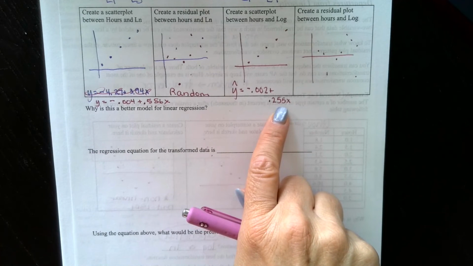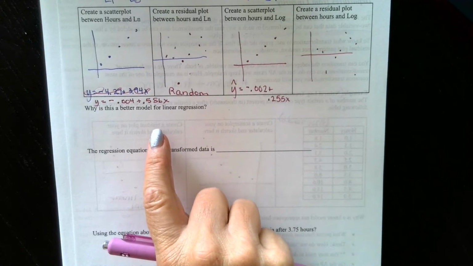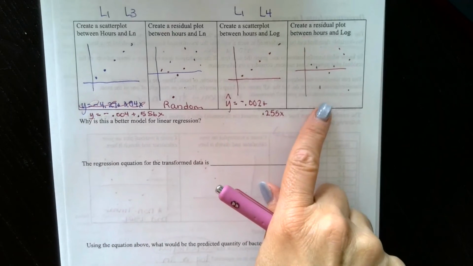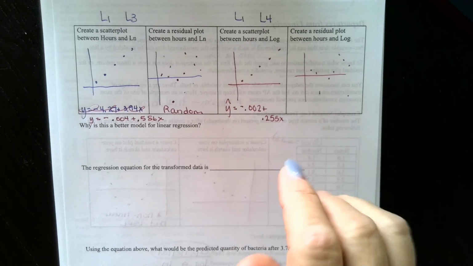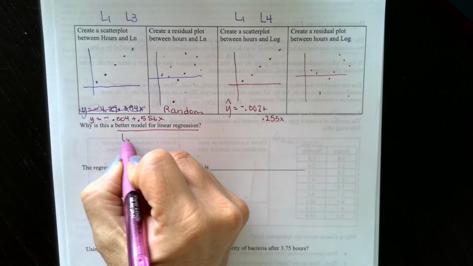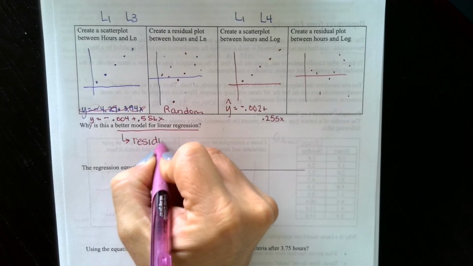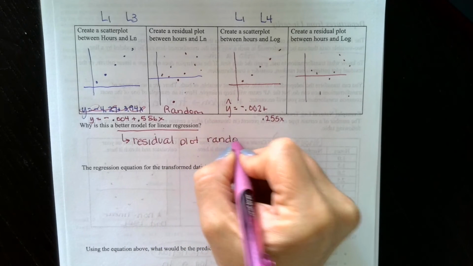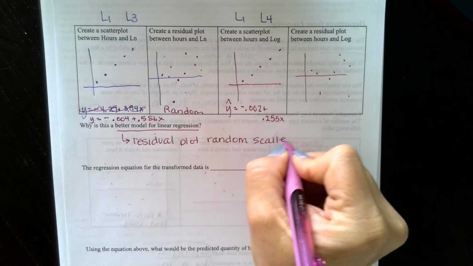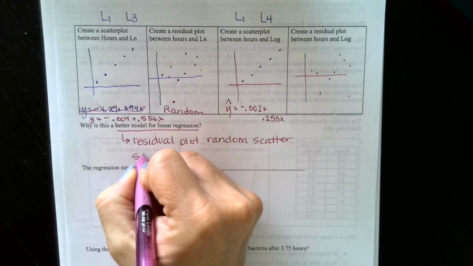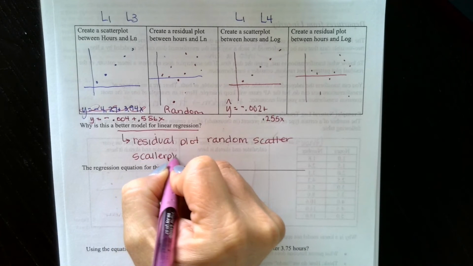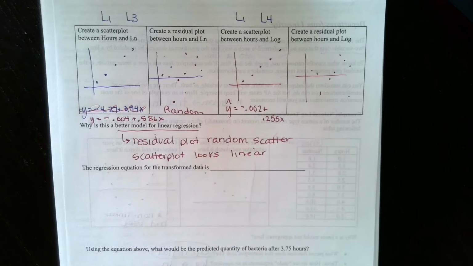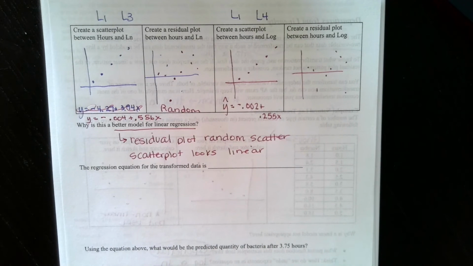Okay. So let's look at this now. So why is this a better fit for our linear regression? So it doesn't matter which one of these I did, whether I did the natural log or I did just the log. This is a better fit for our linear regression because our residual plot is random. So I have random scatter. And my scatter plot looks linear. Okay. Now, it doesn't matter which one of these equations I use.